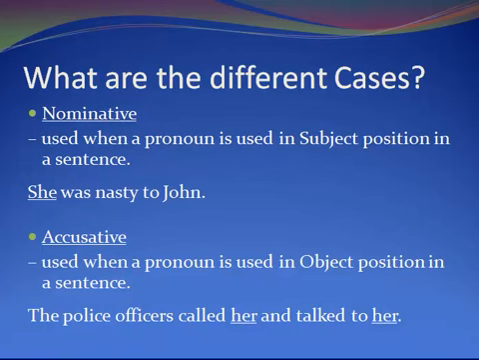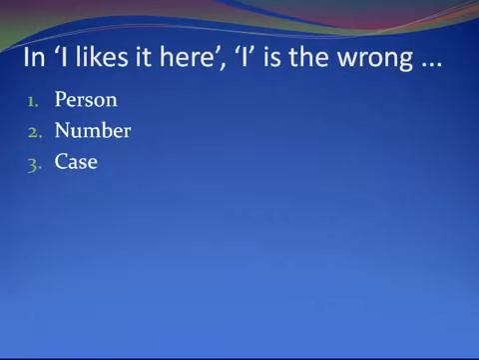Okay, let's have a try and see if we can use these notions of person, number, case and gender. So if you say "I likes it here", have a think about what's wrong with I. Is it the wrong person, number or case? Who likes it here? I. So it's in subject position, and I is in fact the nominative form of the pronoun. Me is the accusative form. So case is okay in this sentence.